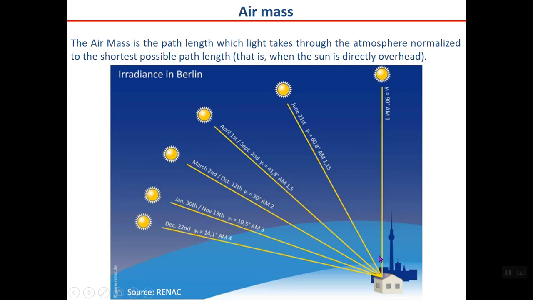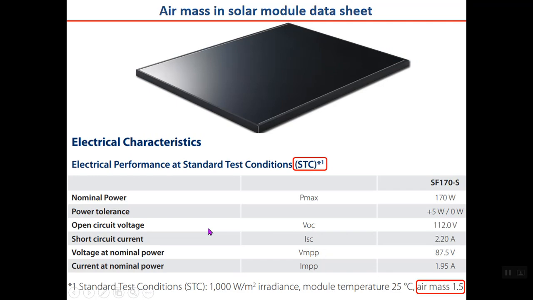What is the importance of air mass? Actually, it has many applications, but one of the most important ones is when you refer to the data sheets of solar panels or modules. We'll discuss this later, but just a short review. This is a data sheet for a solar module, and you can see the electrical performance of this module, for example power, open circuit voltage, short circuit current, and others.